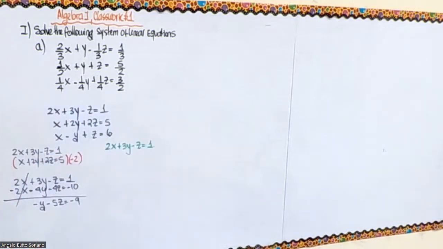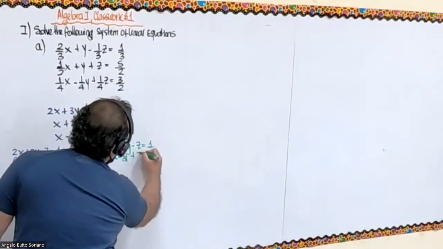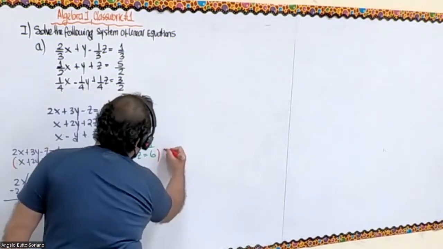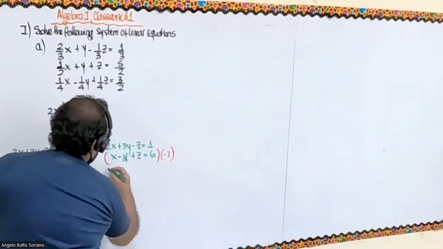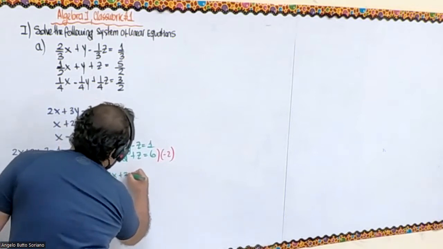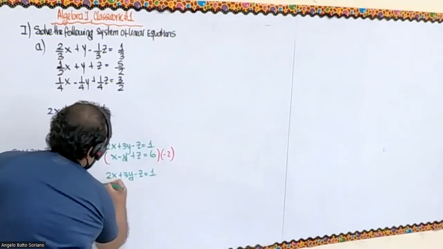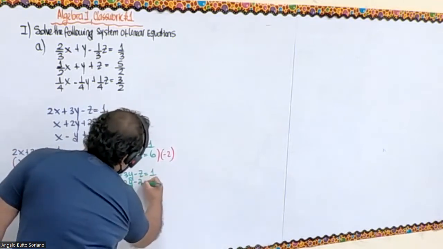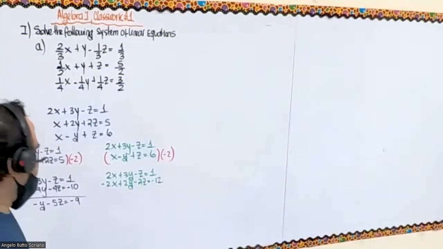Okay, with the last equation. In this case, it is x minus y plus c equals 6. And we have to eliminate also the letter x. We can multiply that equation by -2. If you do that, we got 2x plus 3y minus c equals 1. Negative 2x plus 2y minus 2c equals negative 12. All right, that will be negative 12.